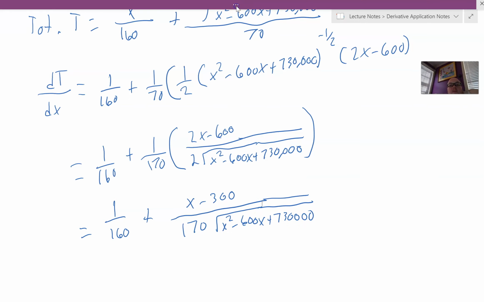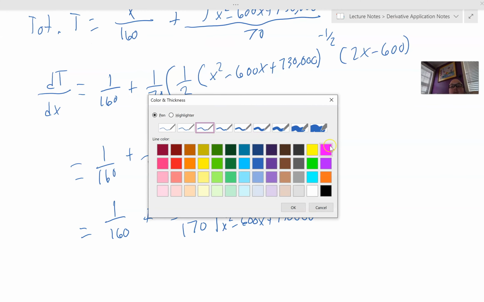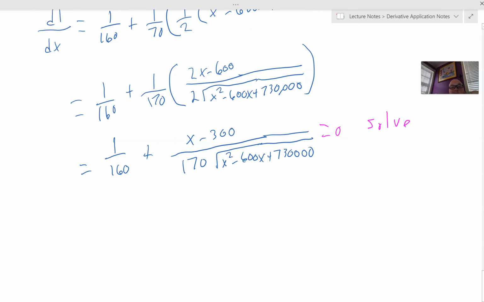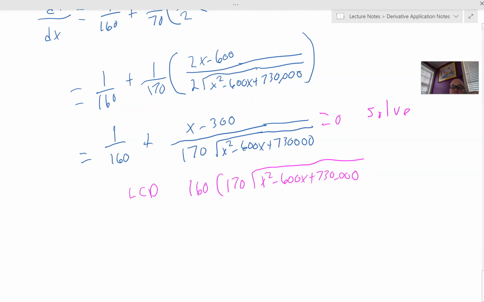All right, now we have to solve this equal to zero because we want to minimize. So now we set to zero and solve. Now this, as I said, is where your calculus becomes harder because you got to remember everything from algebra. And there are multiple ways of solving this. One way is you can multiply by your LCD. All right, so our LCD is going to be both of the denominators times each other. So we multiply this by LCD, this by LCD, and this by LCD.